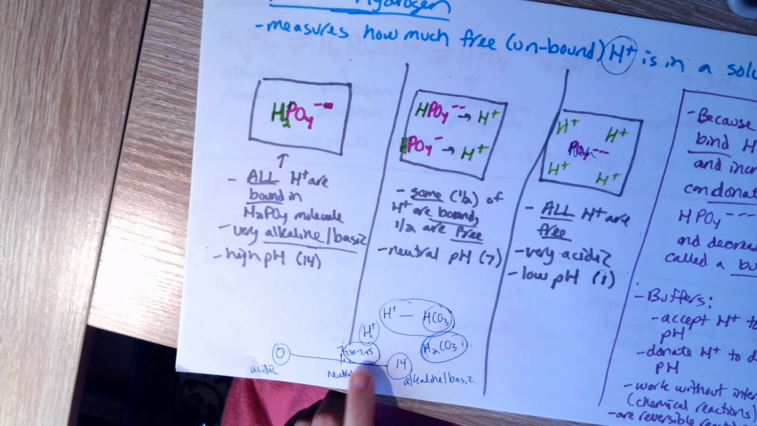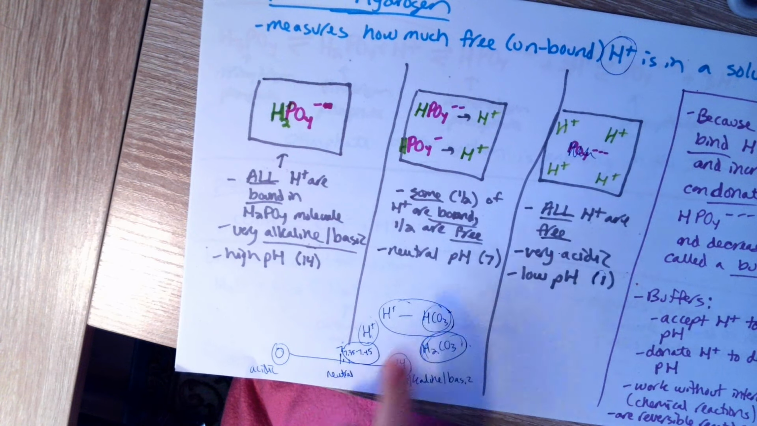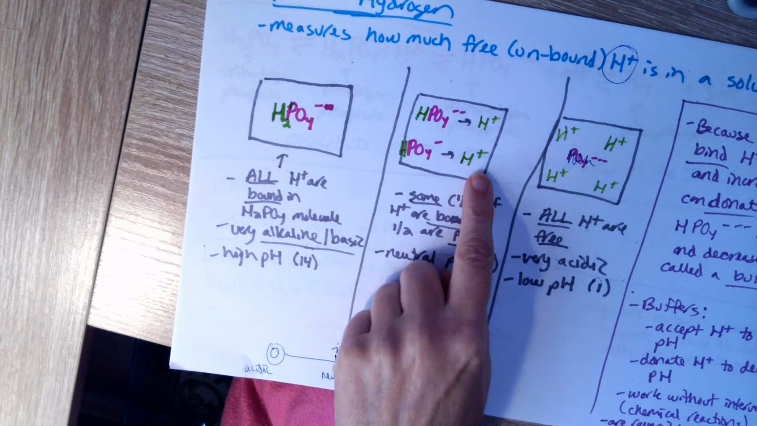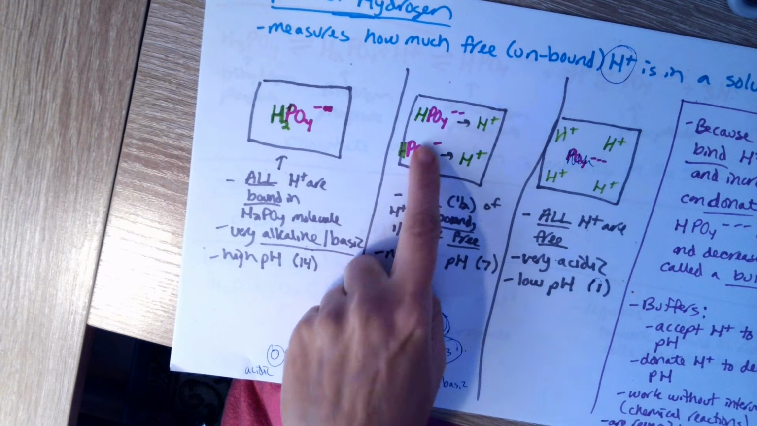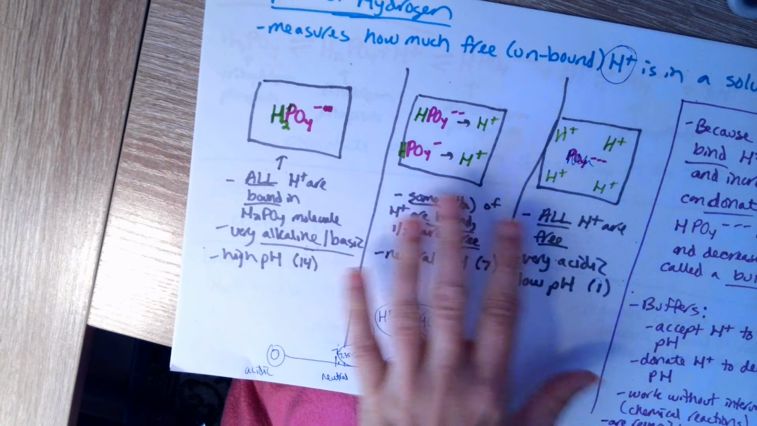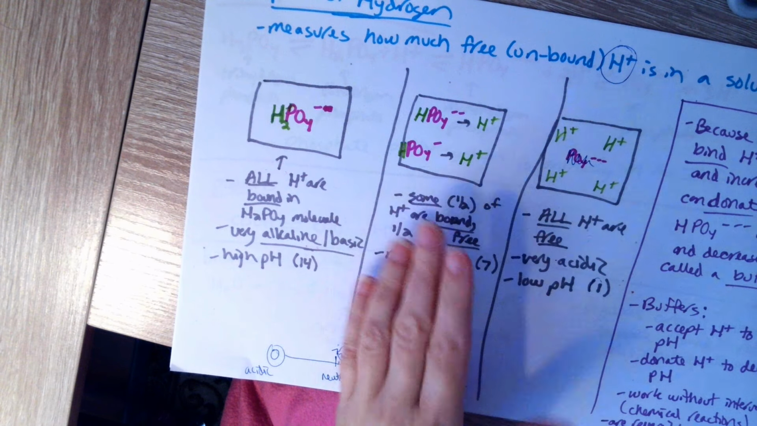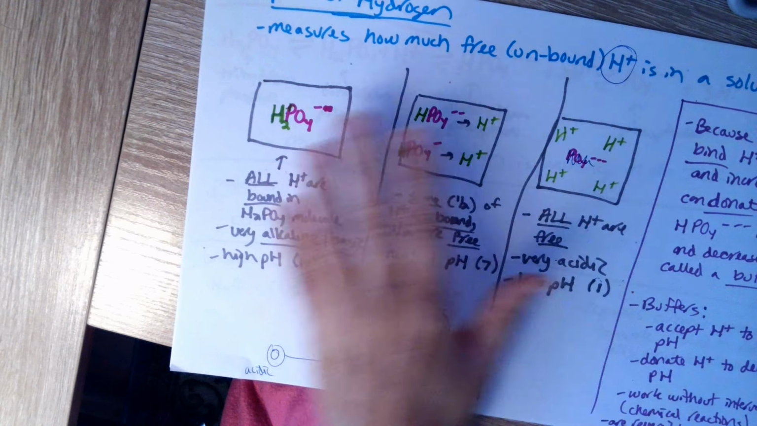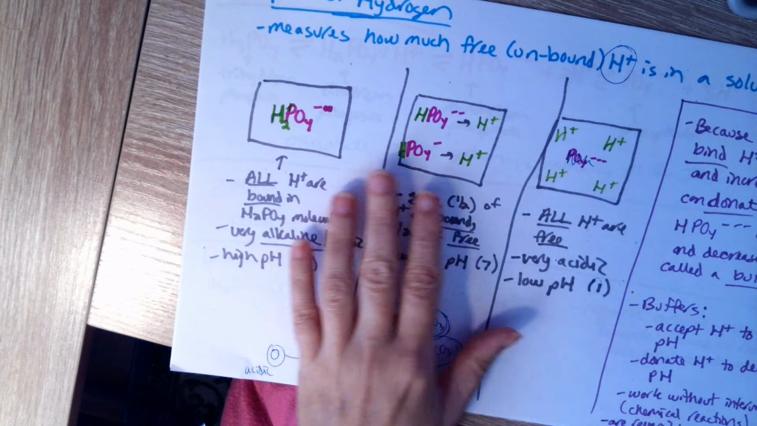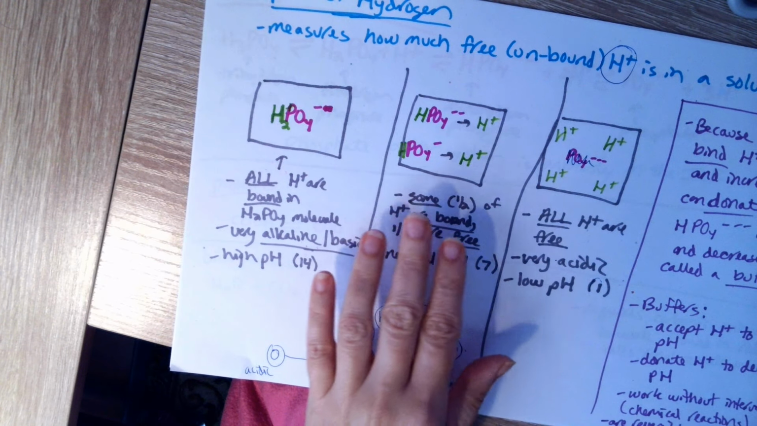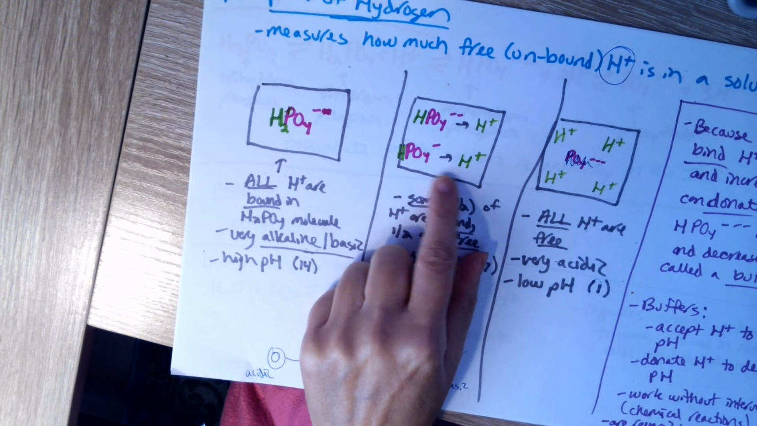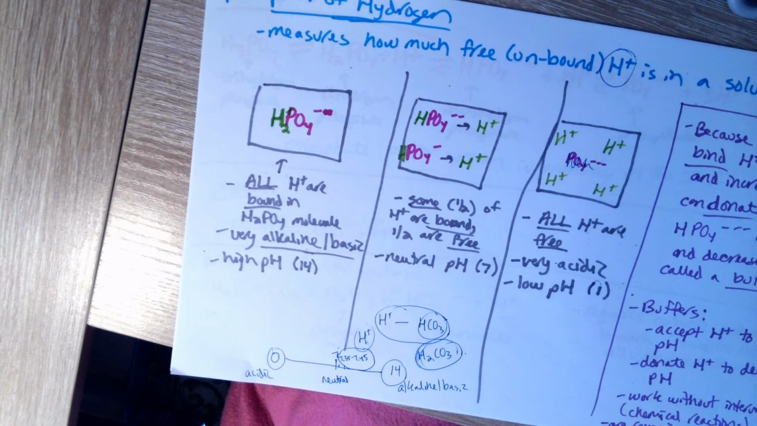So essentially, where we want to be is in the middle. We want some free hydrogen, and we want some of the hydrogens bound up to the phosphate in this example. So some hydrogens are free, some are bound up. It's in a nice balance. Now this is a buffer system. So in this buffer system, we have a molecule, in this case phosphate, that can bind up these free hydrogens.